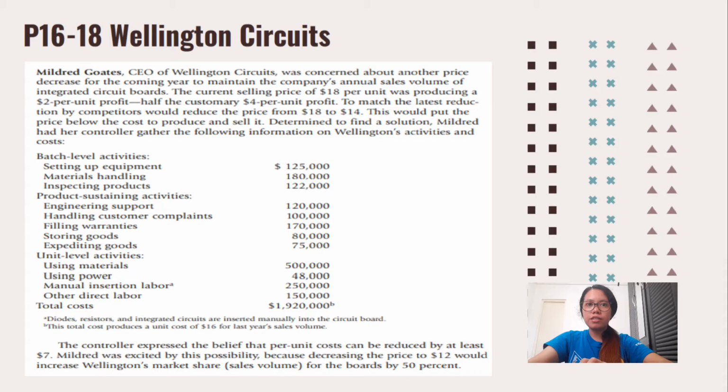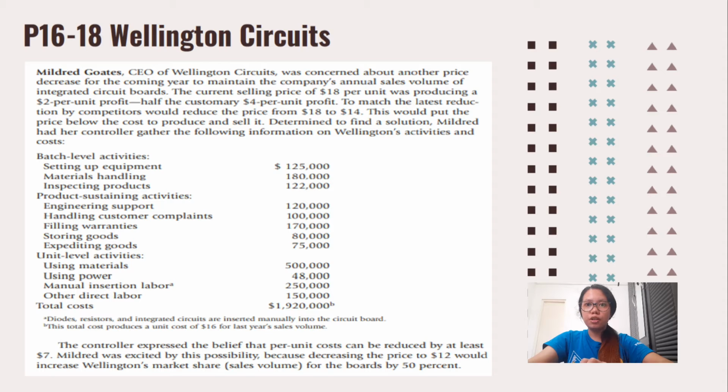The current selling price of $18 per unit was producing a $2 per unit profit, half the customary $4 per unit profit. To match the latest reduction by competitors, we reduced the price from $18 to $14. This would put the price below the cost to produce and sell it.